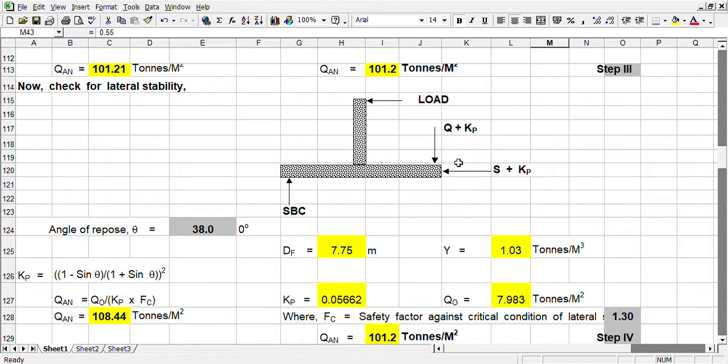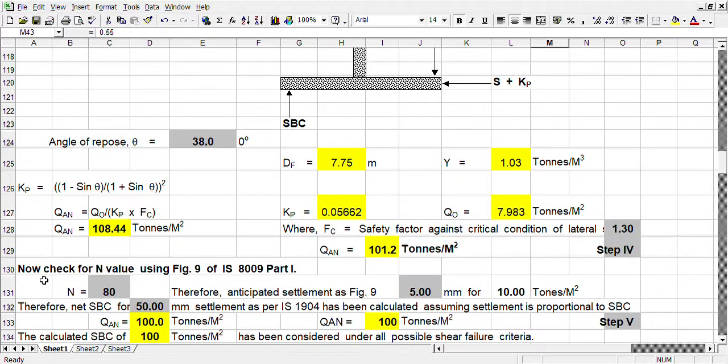Therefore, we check the lateral loading conditions, what will be the effect. I have discussed earlier also, this is coming out 108 and this is UD is coming this amount. And our lowest earlier value is 101.2 ton per meter square, which is safety factor of 1.3.